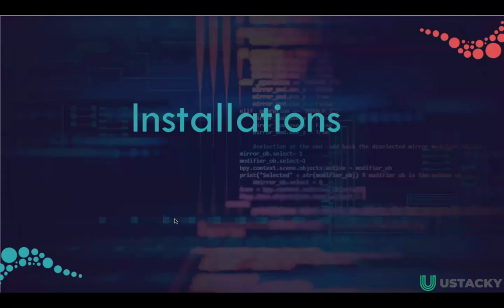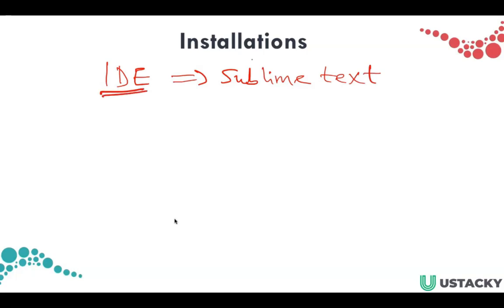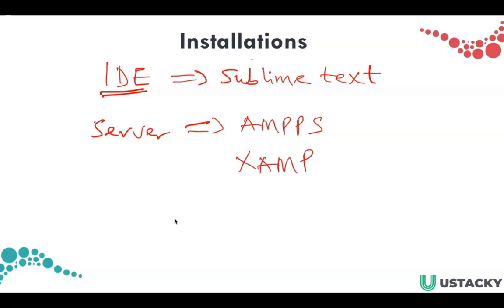For this course, we need to download some packages. And the first one is to download Sublime Text. That should be the IDE we'll be using for this course. I mean the IDE, that is the environment wherein we'll be writing our code. And since we'll be running our code on a local machine, we need to download something to serve as a server on our local machine. For this tutorial, we'll be using AMPPS. We also have some other alternatives like XAMPP, and you can also download WAMP. But we'll tell you how to download Sublime Text and AMPPS.